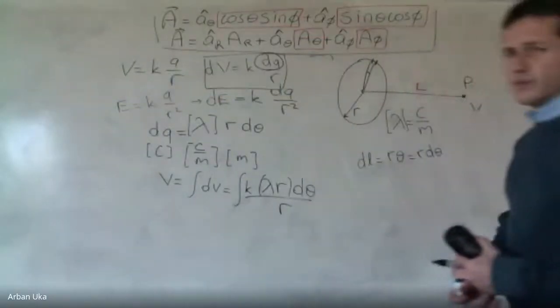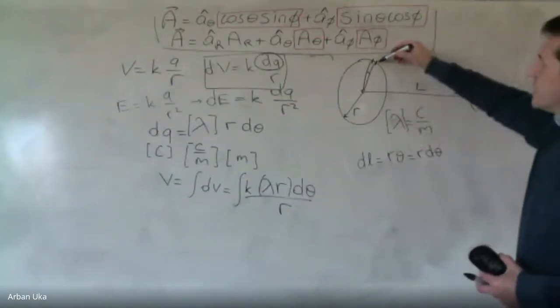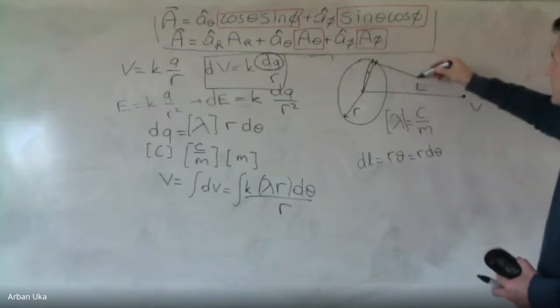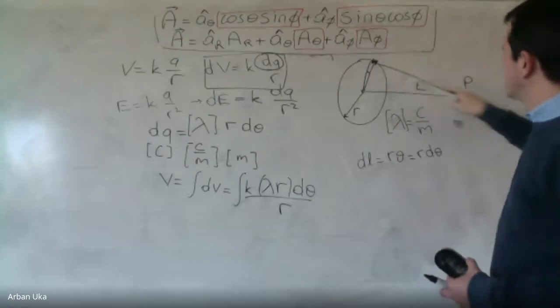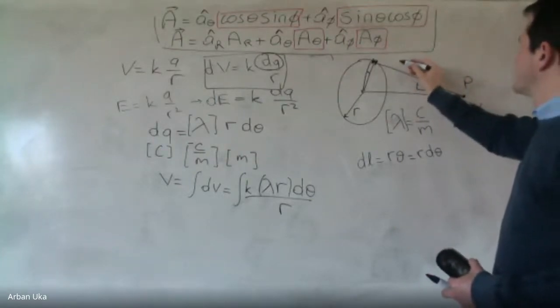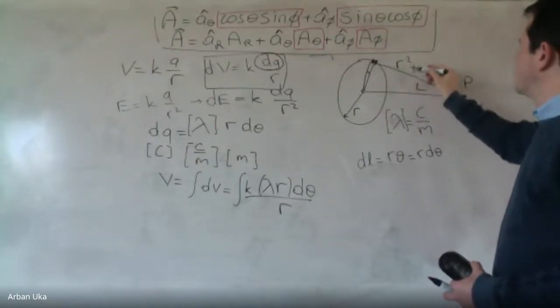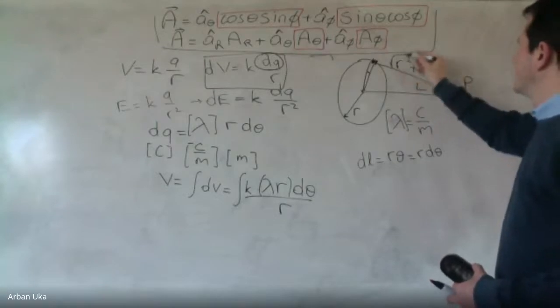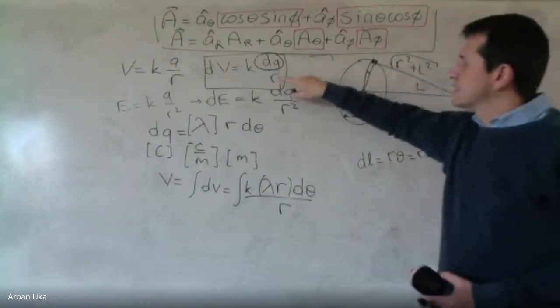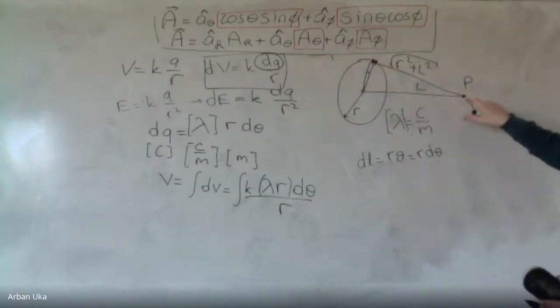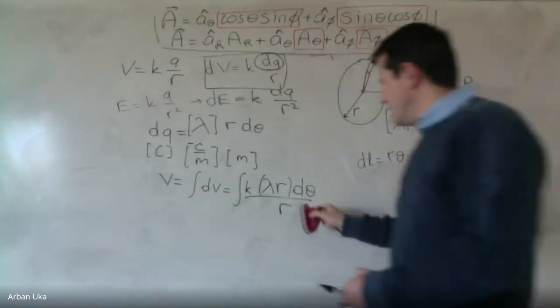Let's be a little careful. This is not r, because r, in fact, is the distance from here to here, okay? And this distance from this point charge density to this point, we can write as the square root of r squared plus l squared, because that considers the distance to the point of interest.